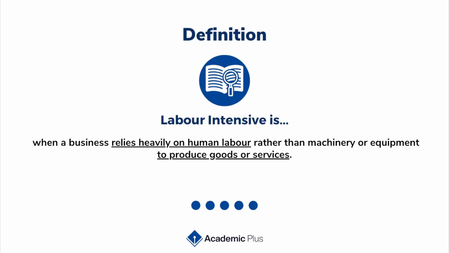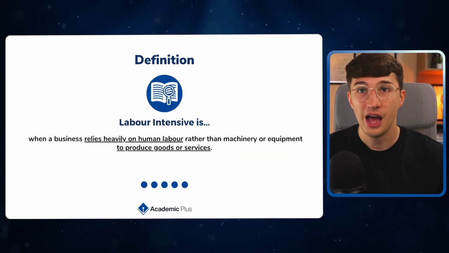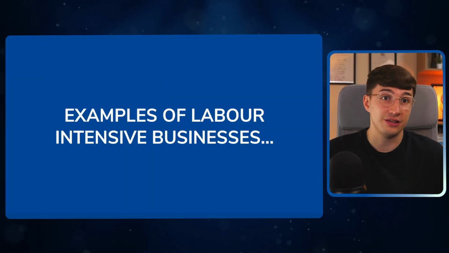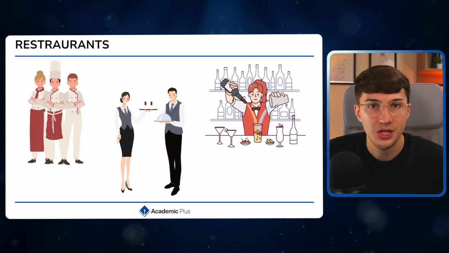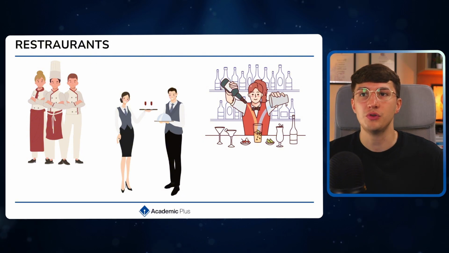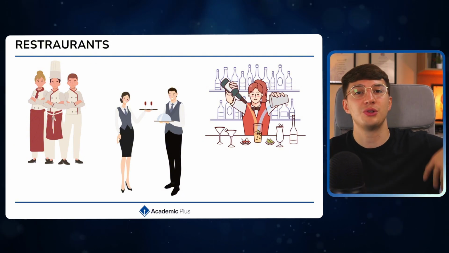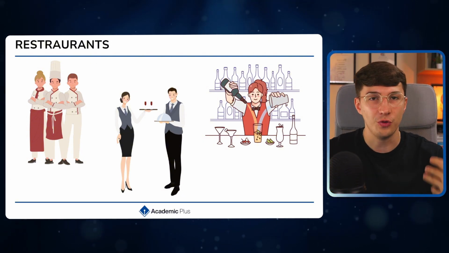So labour intensive is when a business relies heavily on human labour. We rely on people rather than machinery or equipment to produce our products and services. And some examples of businesses who operate as a labour intensive company. Think of restaurants. You have chefs who cook the food, you have waiters who bring them out, you have bar staff who obviously pour the drinks for you.